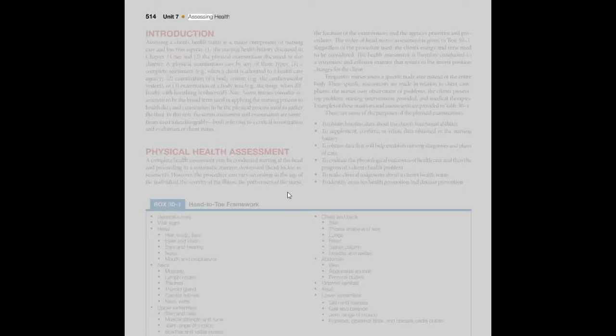Unit 7, Assessing Health. The location of the examination, and the agency's priorities and procedures. The order of head-to-toe assessment is given in Box 30-1. Regardless of the procedure used, the client's energy and time need to be considered. The health assessment is therefore conducted in a systematic and efficient manner that results in the fewest position changes for the client. Frequently, nurses assess a specific body area instead of the entire body.